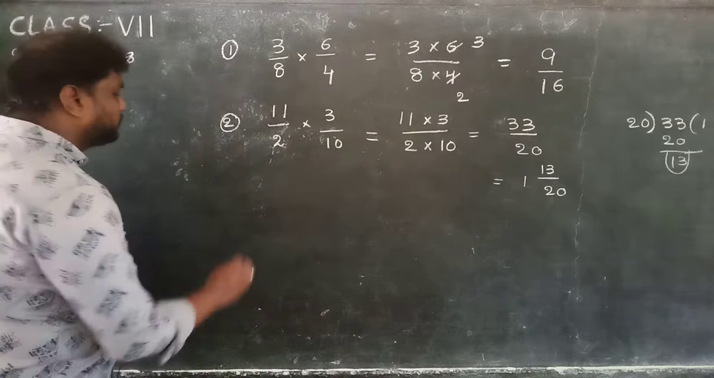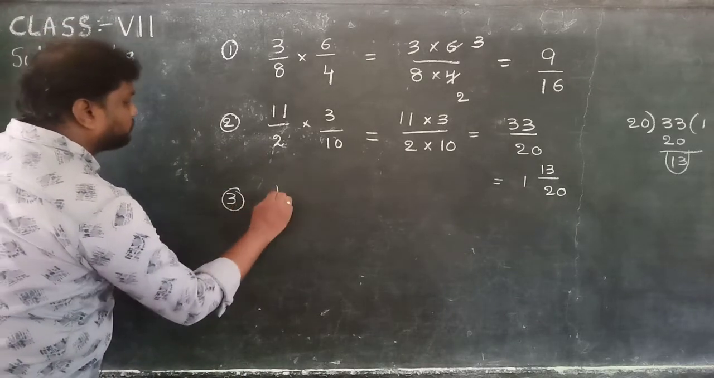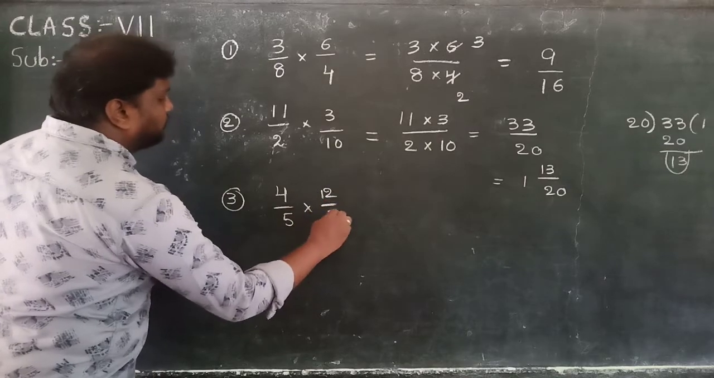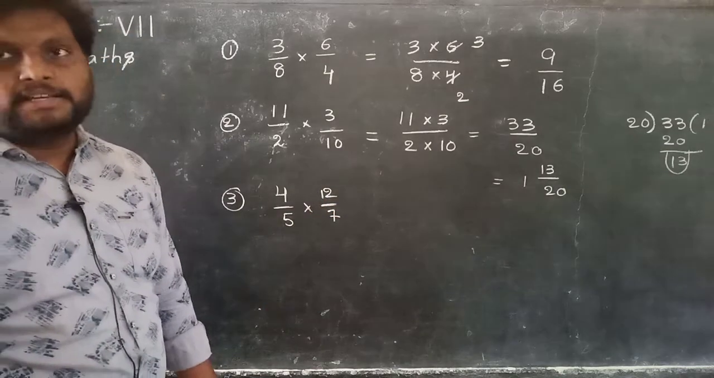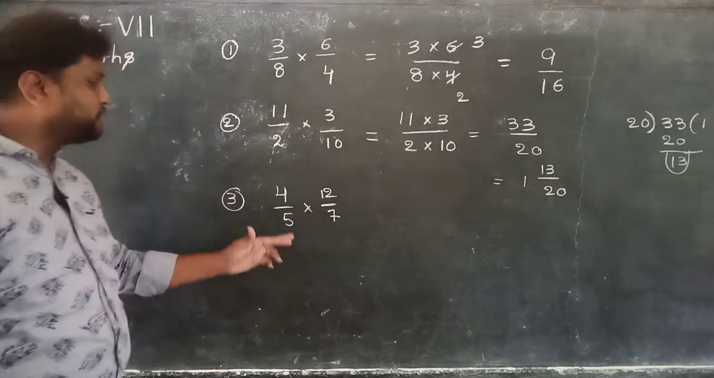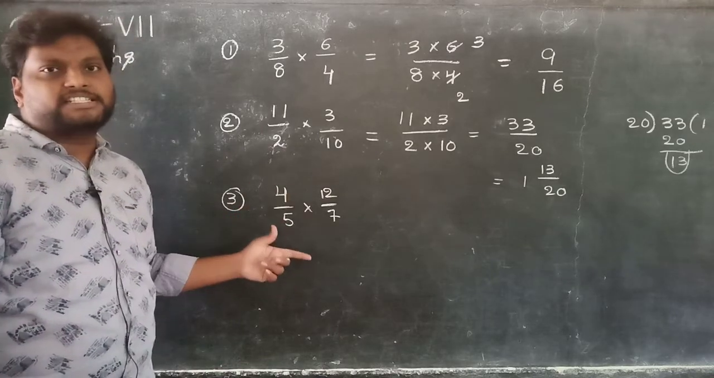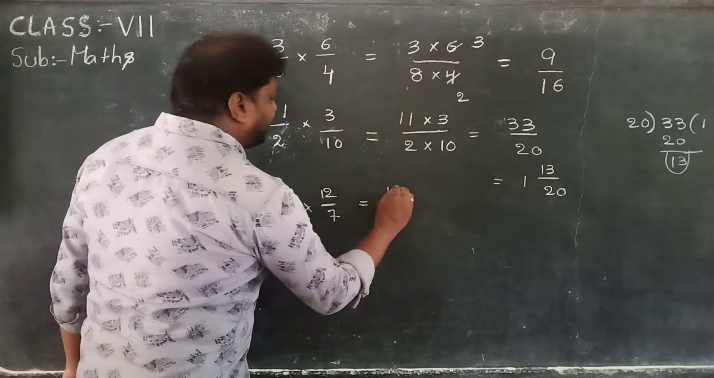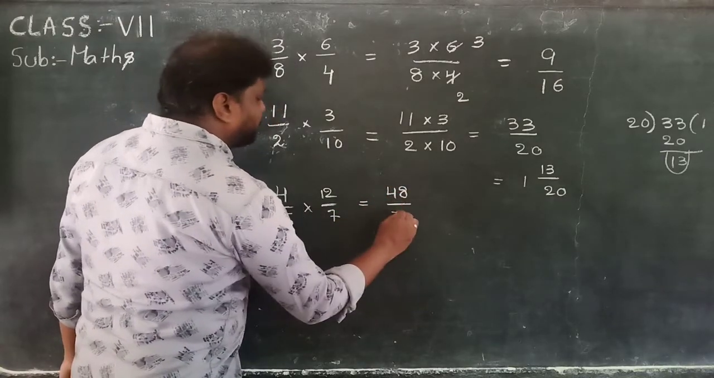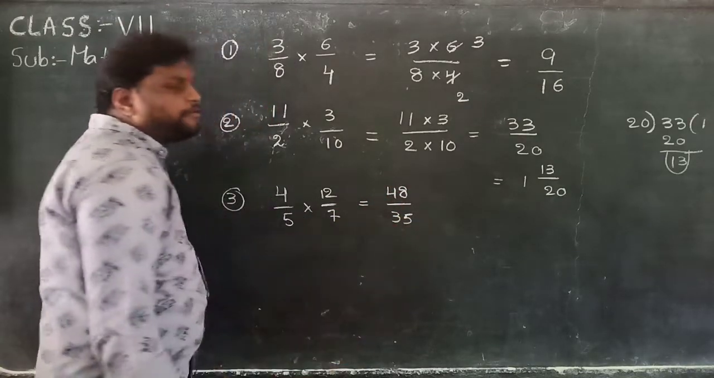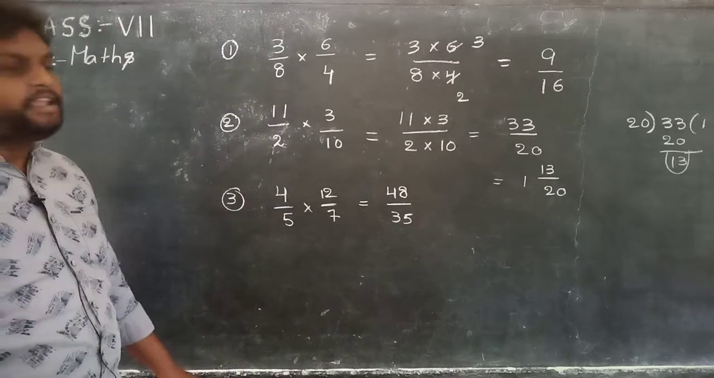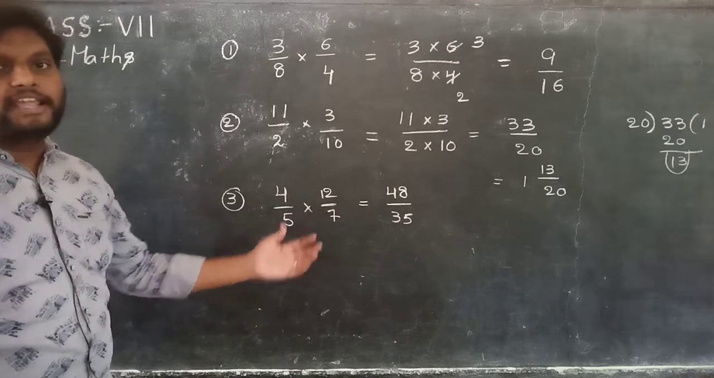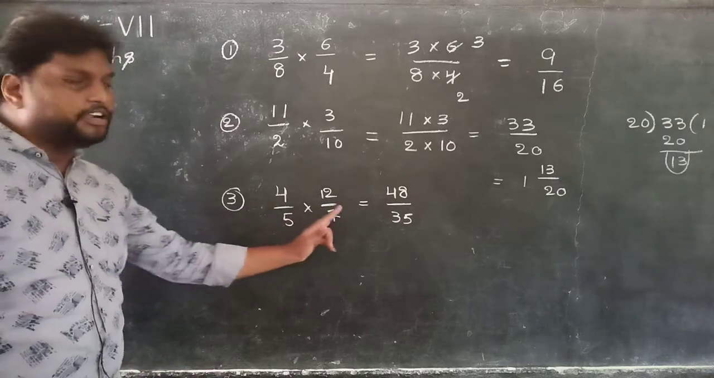4 by 5, the third one. 4 by 5 into 12 by 7. Now directly we should multiply. Why? Because first of all check whether cancellation is possible or not. It is not there, so directly we'll multiply: 4 12 jar 48 and 5 7 jar 35. Okay, in this type of multiple choice questions, it is compulsory to use the shortcut method. Why? Otherwise we take more time. That's why directly do multiplication.